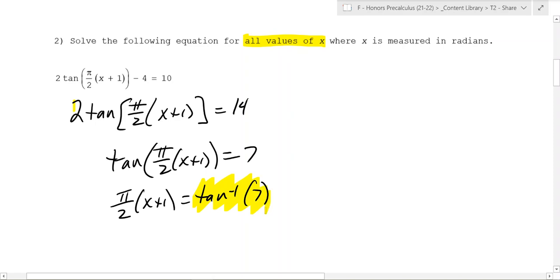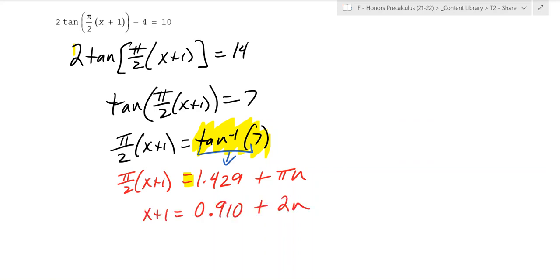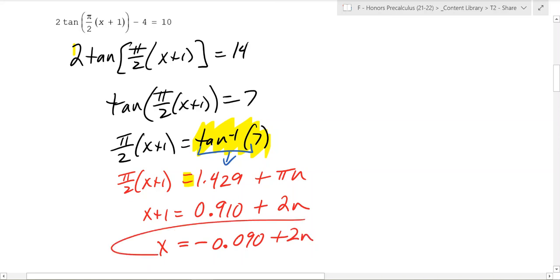And there's only 1 in this case. So when you do that on your calculator, you'll end up with 1.429, and it repeats itself every pi. So it's pi n. And then on the other side, you still have pi over 2 x plus 1. So you'll use your calculator to get this. And now you're going to divide by pi over 2. And when you do that, you end up with 2n, because the pi will cancel and the 2 gets popped up to the top. And then you subtract 1. So you end up with negative 0.090 plus 2n. There's your answer right there. Those are all of the solutions up there.